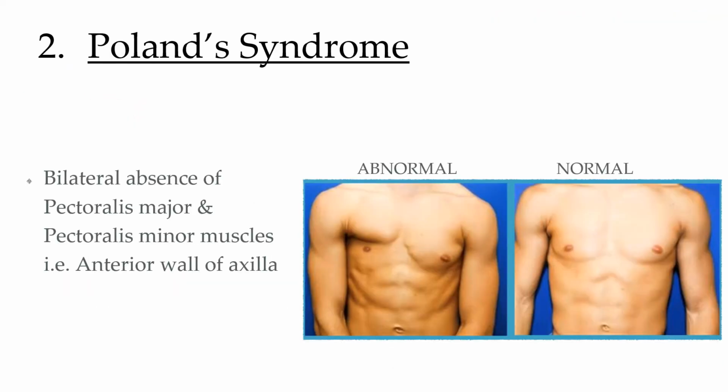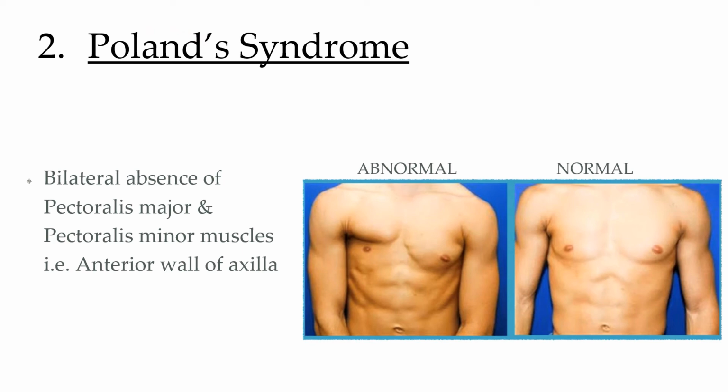The next clinical condition is related to the muscles which form the anterior wall of axilla, and they are pectoralis major muscle and pectoralis minor muscle. Sometimes congenitally both these muscles may be absent in the anterior wall of axilla, and whenever this occurs, it occurs bilaterally. This condition in which pectoralis major and pectoralis minor are congenitally absent is known as Poland's syndrome.